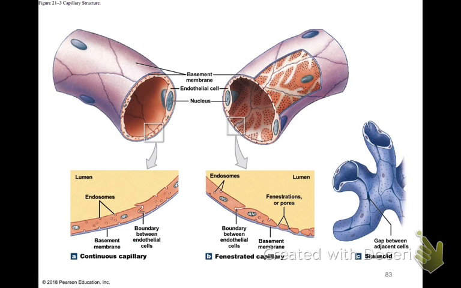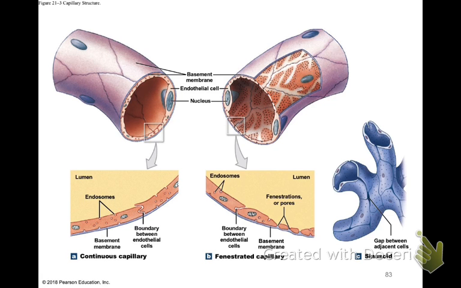Okay, so here is a diagram on the left of a continuous capillary. You can see the adjacent endothelial cells have very, very tiny boundaries between them. Look in the lower figure, and you can see that little boundary between the endothelial cells, just the tiniest little slit. And these slits are called filtration slits. Endosomes and correspondingly exosomes are going to allow exocytosis of proteins to get either in or out in certain cases.